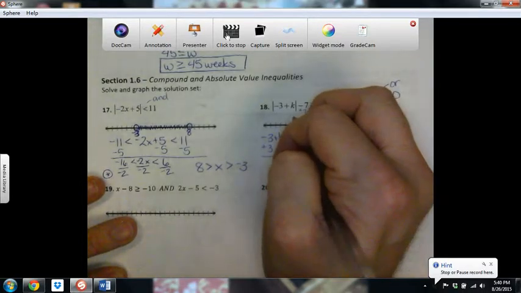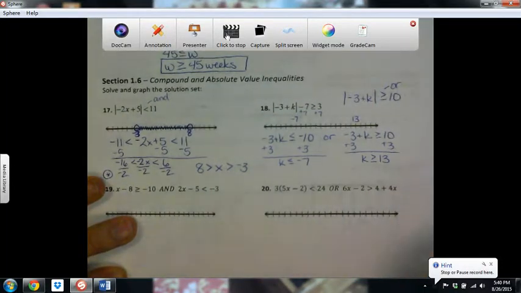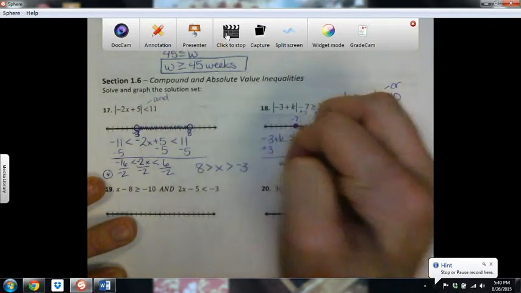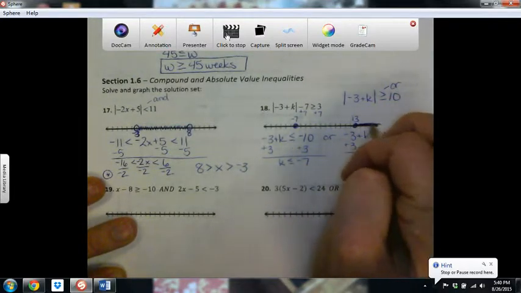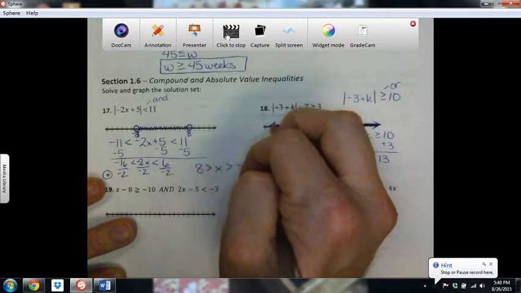So again, I'm going to kind of fudge my number line here. I've got negative 7 and 13. And again, I don't really care about all the stuff that's in the middle. Both of these are going to be closed dots. So I've got a closed dot here and a closed dot here. And it's an "or" inequality, so I'm going to shade to the outside here, outside to the right and outside to the left.